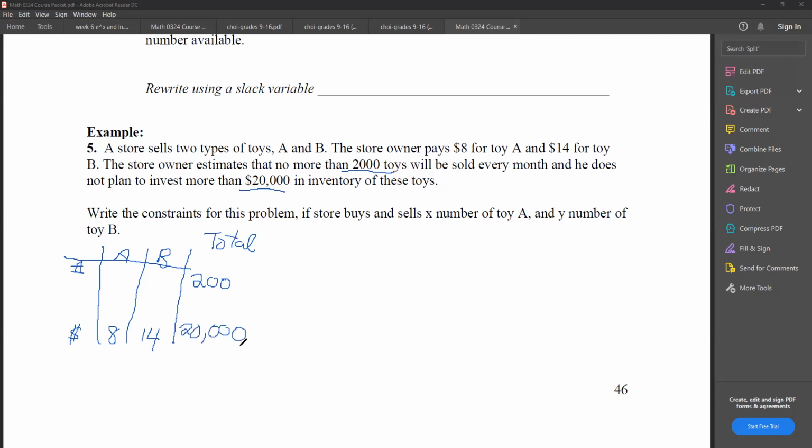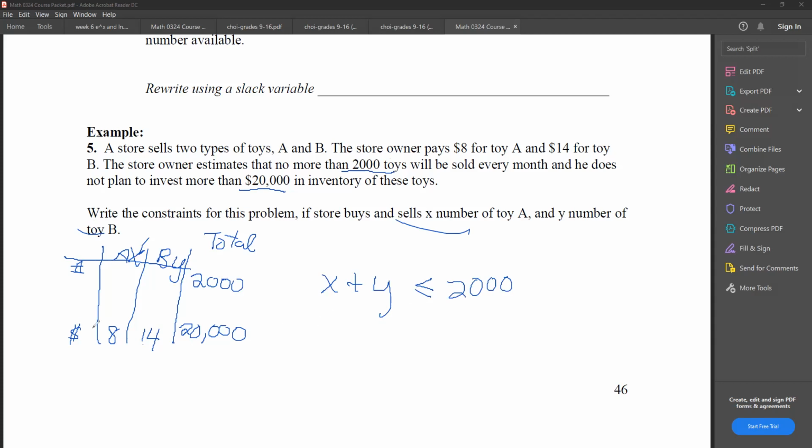All right. The constraints, let's see. So toy A is X and toy B is Y. That's right here. So pretty much you can just read across these columns. If there's no numbers, it's just a sum. So I know that X plus Y, that's the number of toys, has to be no more than 2,000. So that means less than or equal to 2,000. So these are what they call the constraints. They're my less than or equal to inequalities.